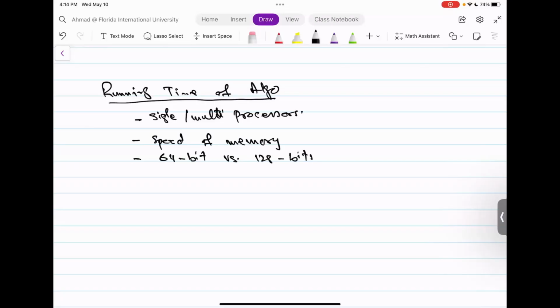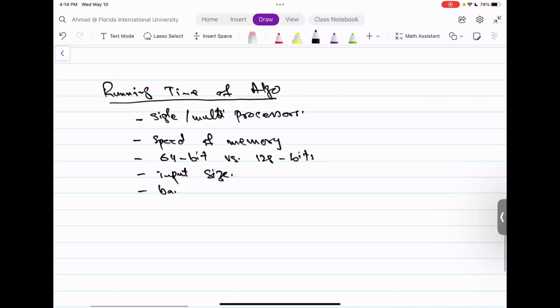It also depends on the input size. As I said, it may also depend on the flow of the data within the processor and the memory, which is termed as the bandwidth. So there are many factors on which the running time of an algorithm depends. We will not consider any of these except the input size. Why? Because we want to give a generalized description and analysis of the algorithm. So we will only consider the input size. We will not consider the rest of the things.